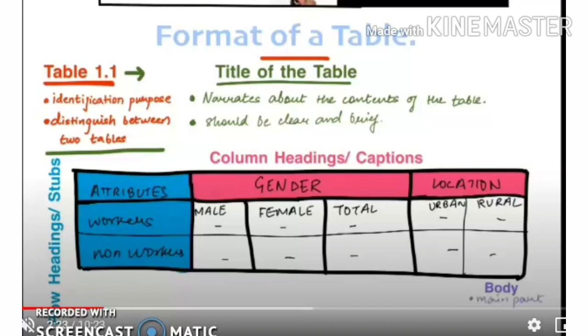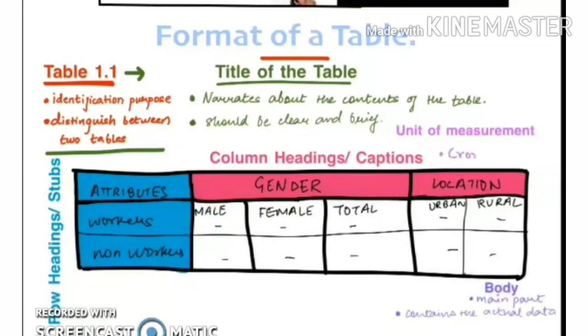So next is the body of the table. The body of the table contains the numerical information. It is the most important part of the table, and it contains the actual data. What is written inside the table is known as the body of the table. And next is the unit of measurement. The unit of measurement of the figures in the table should be stated along with the title. So it's just showing numerical representations.